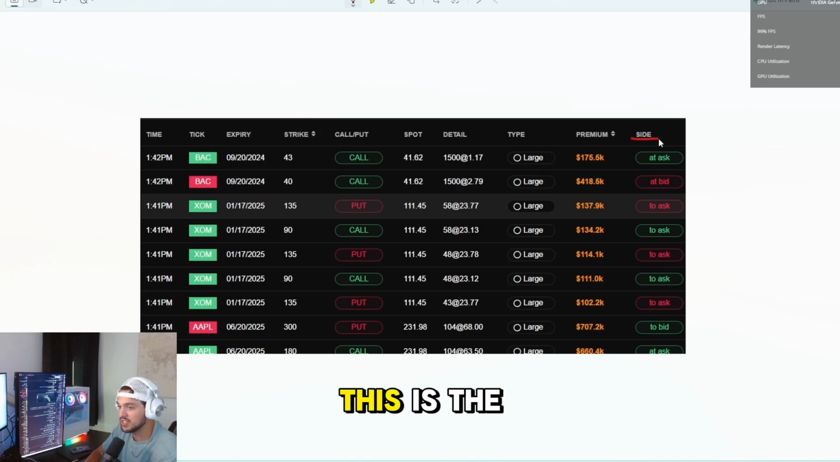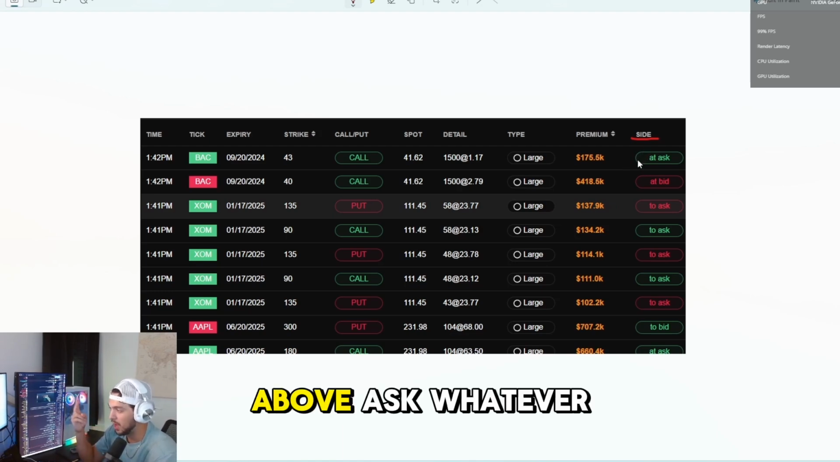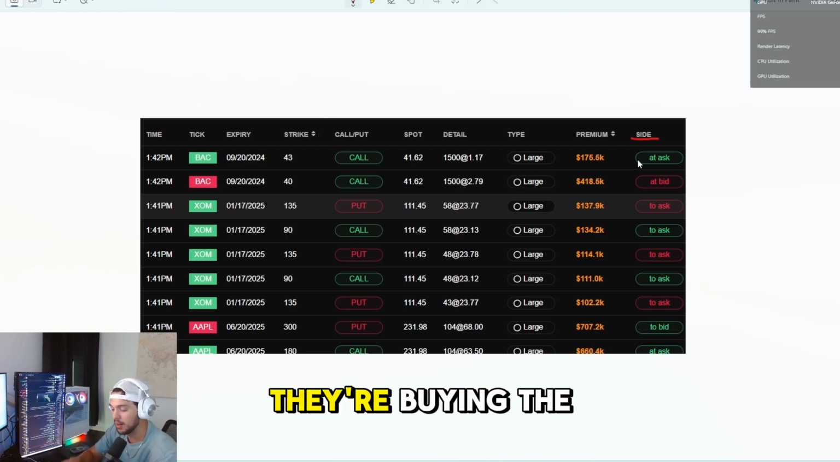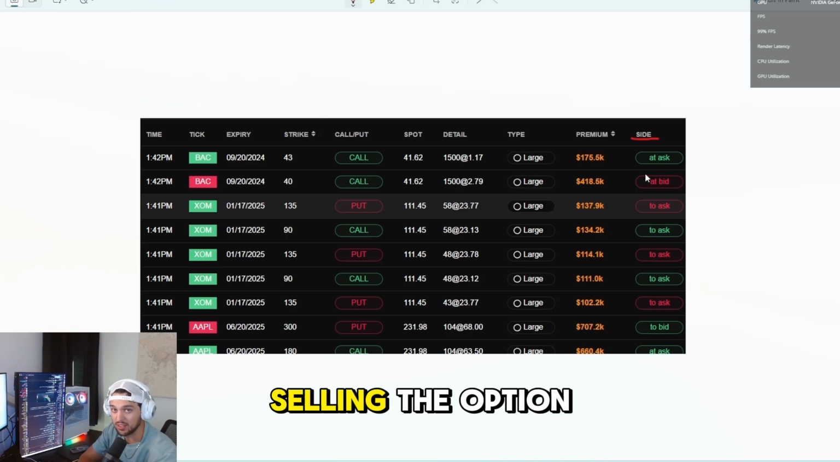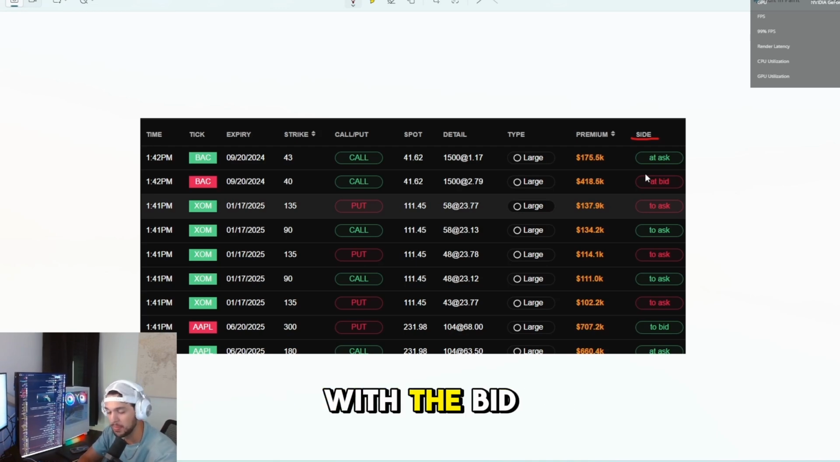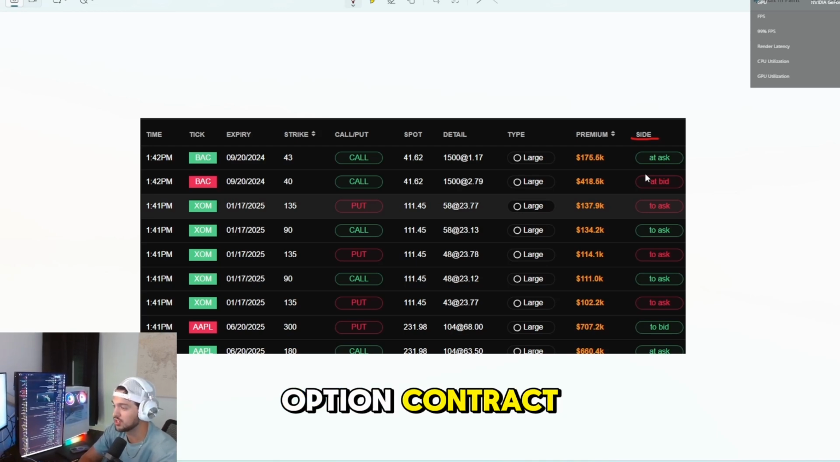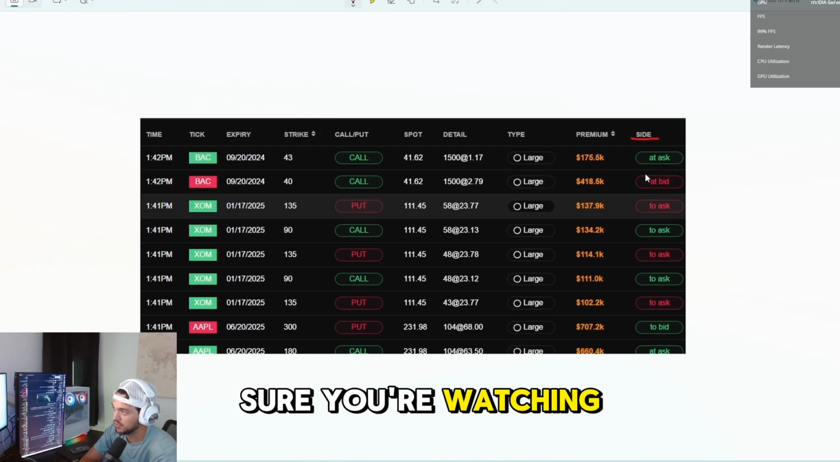And the side, this is the most confusing part for a lot of people, so really pay attention to this one. The side, so if it's anything to do with at ask, to ask, above ask, whatever that might be, they're buying the option contract. They're buying that option contract if it has ask at the side. Now, at bid, that means they're selling the option contract. Anything to do with the bid, they're selling the option contract. So you really got to make sure you're watching for the side.